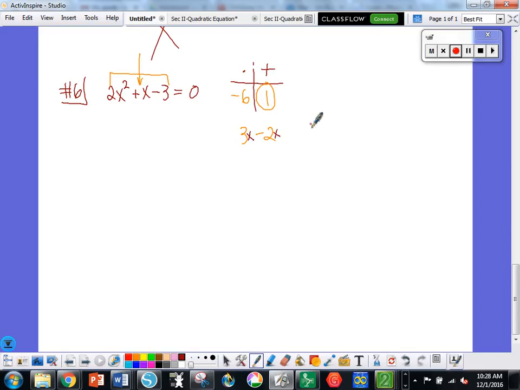So we're going to give them both an x. We're going to split up the middle term. It does not matter the order we write these in. 2x squared plus 3x minus 2x minus 3. We'll ignore that equals 0 for now. So we rewrite it so there are 4 terms. Anytime you see 4 terms, what do you do?